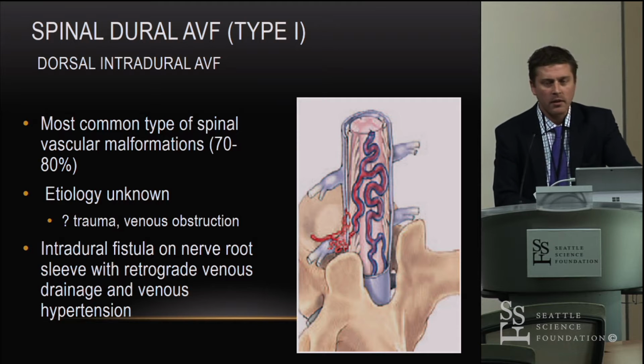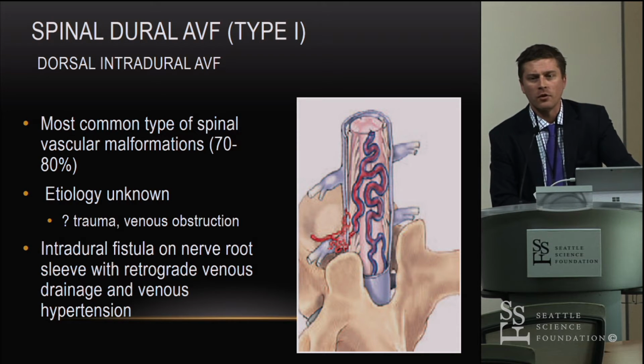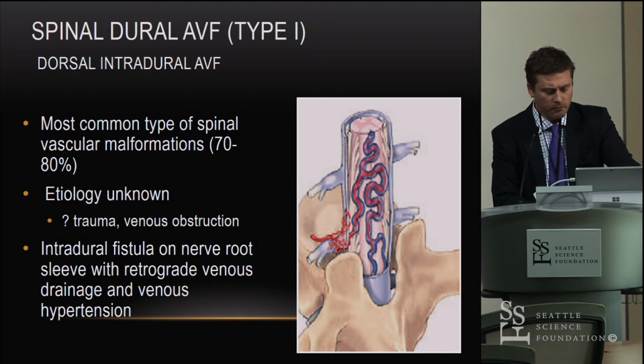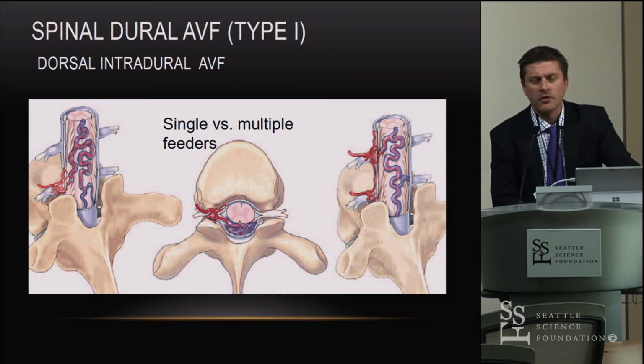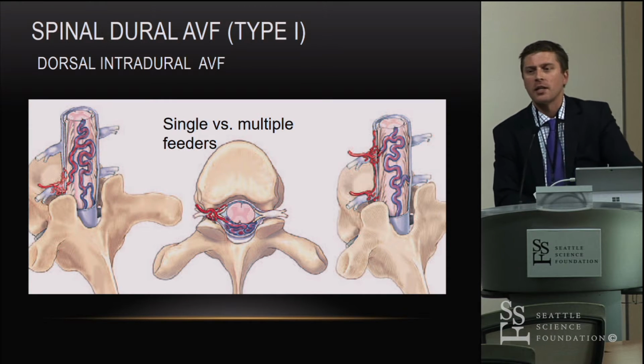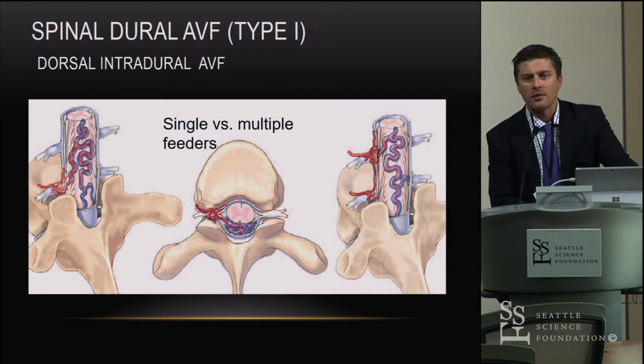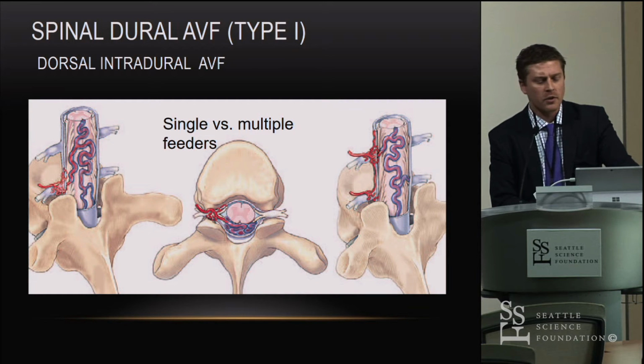And what we can see there is that the fistula is actually at the nerve root sleeve, and the draining vein is just inside the nerve root. It can have single or multiple feeders. It's really important to tease that out because if you only take one of the two feeders or multiple feeders, you're not going to cure that lesion. So initially, the patient might get better, but then it will recur. So it's important to tease out whether there are multiple feeders.